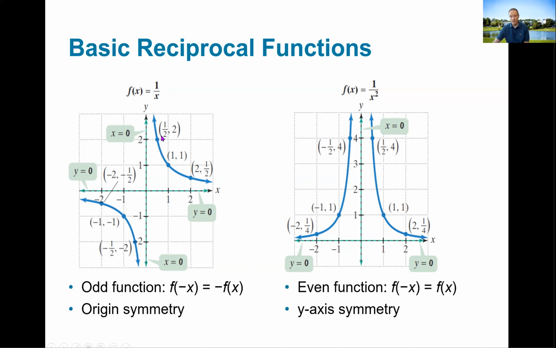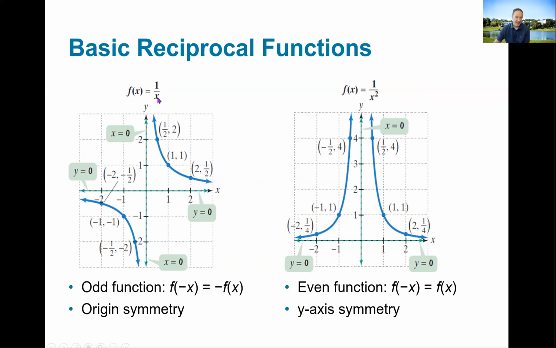And the way I remember it is I just say, well, okay, I could plot the point 1, 1. When x is 1, clearly y is 1. And then as x gets large, f of x is going to get small. As x gets small, f of x is going to get large.